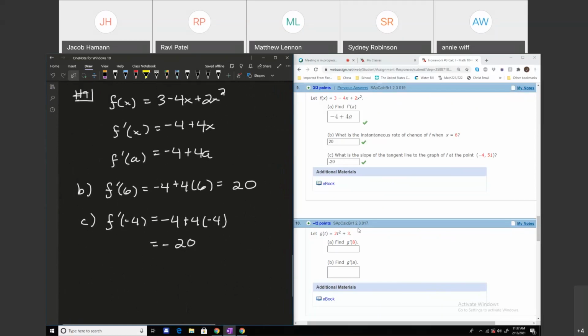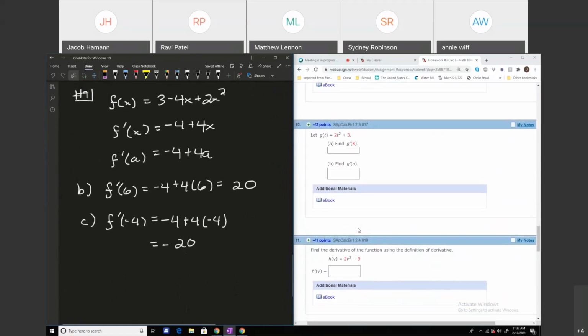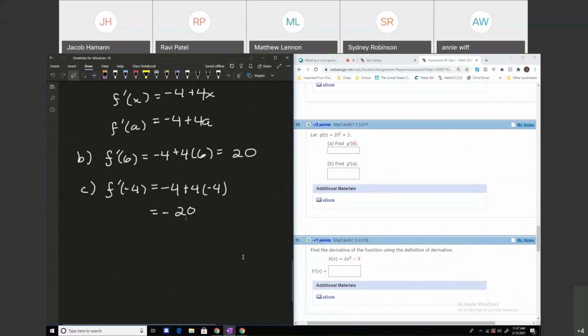So you're going to see something similar here for number 10. So yeah, we'll do 10 and skip 11. We're just using shortcuts here. These should be very short and sweet. You just need to pay attention to the rules. So g of t is 2 times t squared plus 3. So we take the derivative, again, of each part. So the derivative of t squared would be 2t. 2 times 2t makes 4t. And then the derivative of the 3 is just 0. So that goes away.